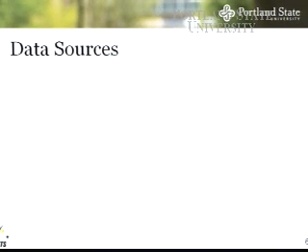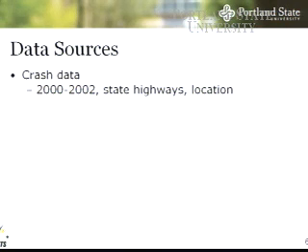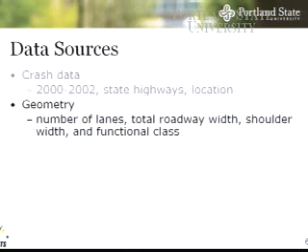So what were the data sources that we used? We used crash data from 2000 to 2002. We focused on state highways only, and we know the locations of these crashes by their reported milepost. We also gathered a lot of geometric information about the highway, including the number of lanes on the facility, the total roadway width, so including the shoulders, and including any paved medians. We also collected information on the shoulder width and the functional class of the roadway, so whether it was an interstate, a principal arterial or a minor arterial.